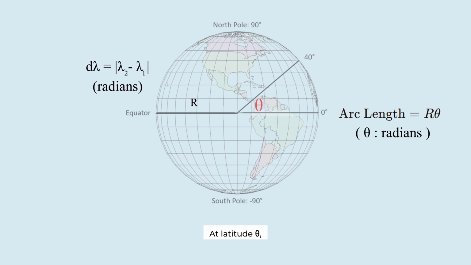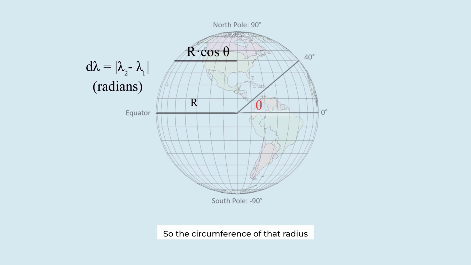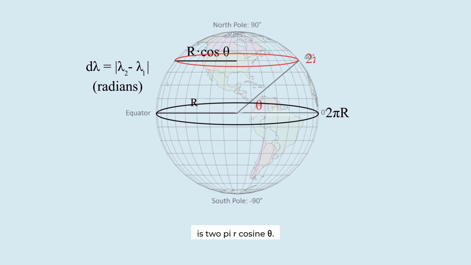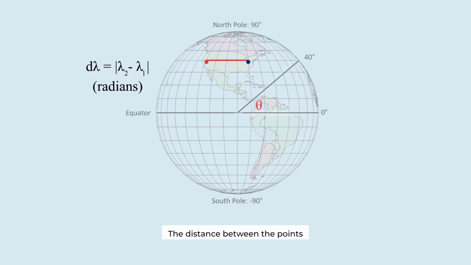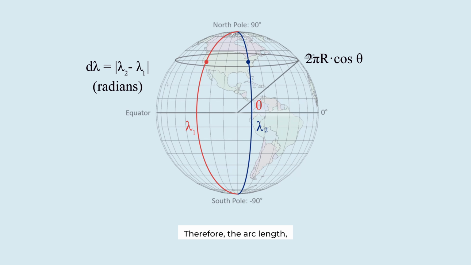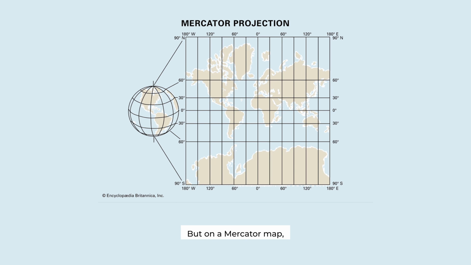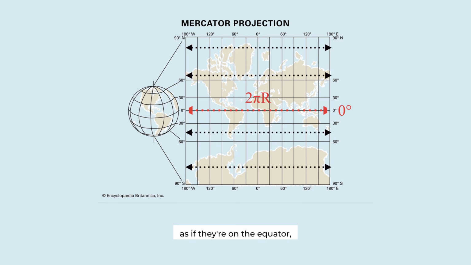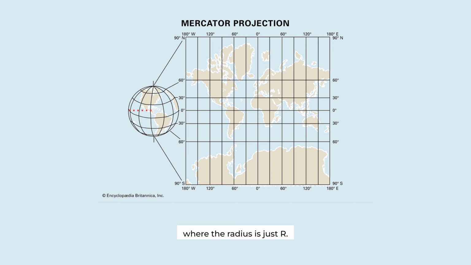At latitude theta, the effective radius of the Earth is r cosine theta, so the circumference of that radius is 2 pi r cosine theta. The distance between the points lies along this circle. Therefore, the arc length, that is the actual distance, is this. But on a Mercator map, all horizontal distances are treated as if they are on the equator, where the radius is just r. So the map distance between those points becomes this.